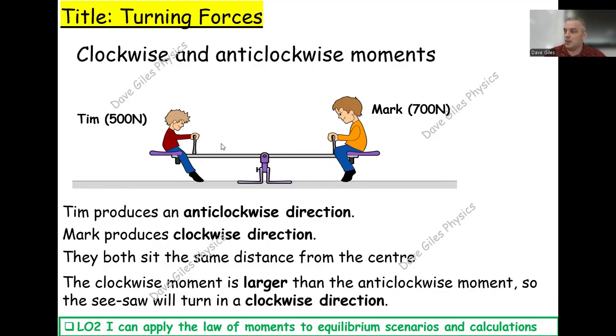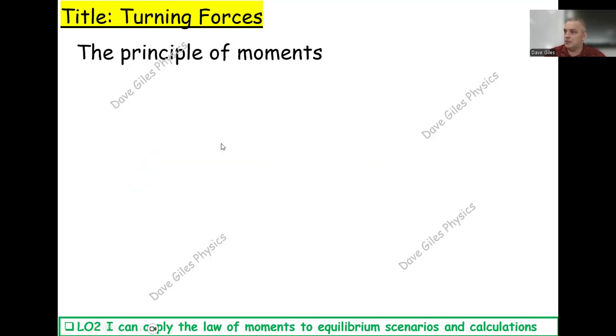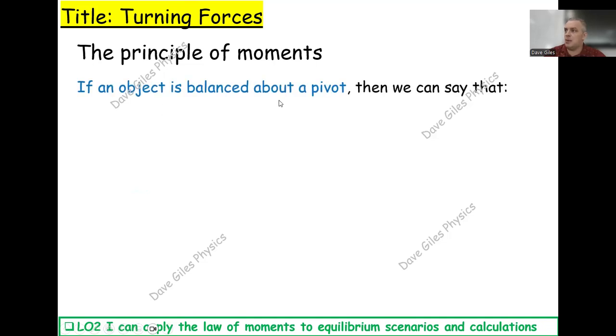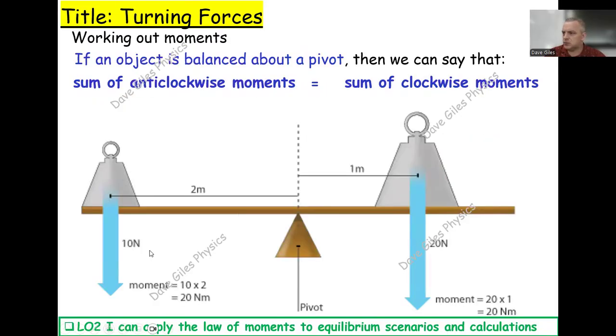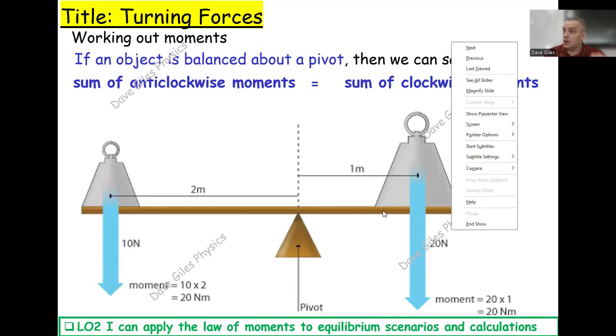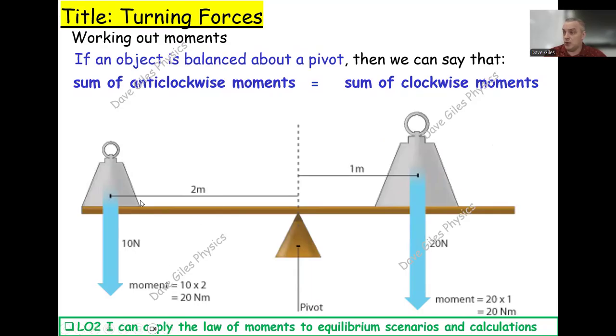This is where we get the principle of moments. It states if an object is balanced about a pivot, the sum of the anti-clockwise moments equals the sum of the clockwise moments. And we'll have a look at a quick example here. So I've got 2 weights. One's 10 newtons, one's 20 newtons. So the moment on this side, it's 2 meters away, so it's 2 times 10, which is 20 Newton meters. On this side, it's 1 meter times 20 newtons, which is again 20 Newton meters. So they are balanced. So there will not be a resultant turning force.